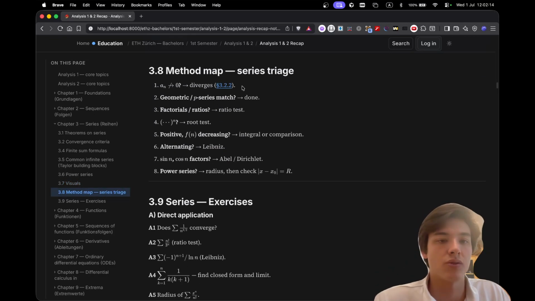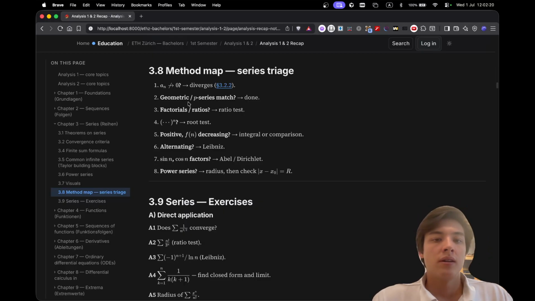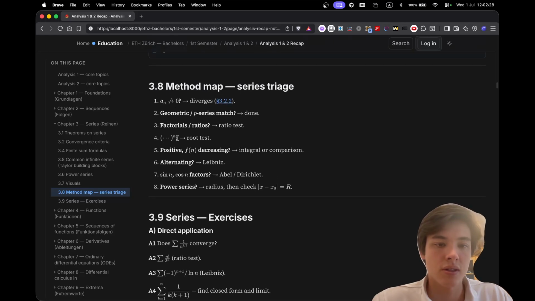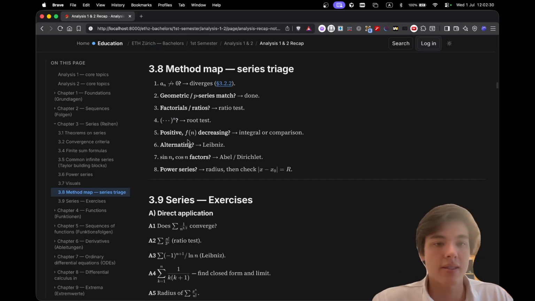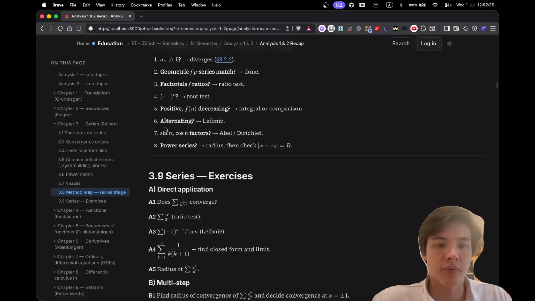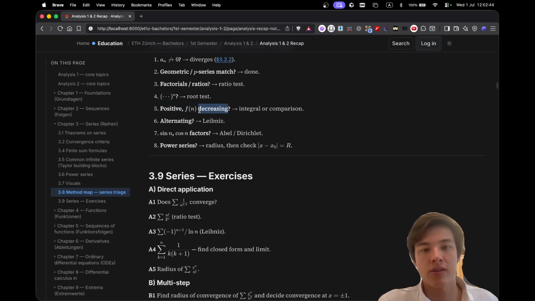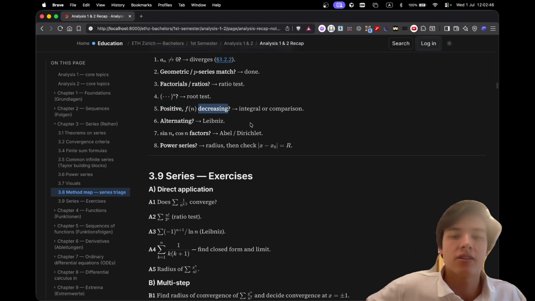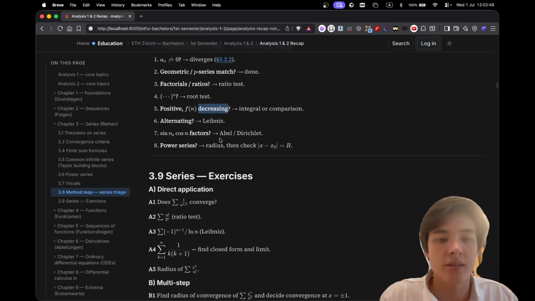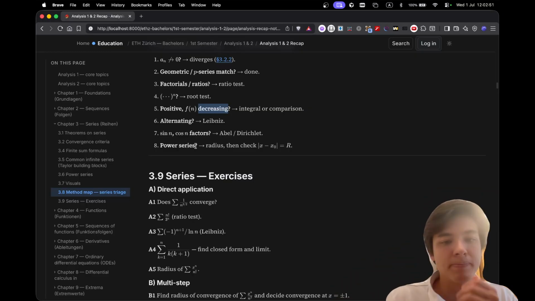Method maps, what do we do? If an doesn't go to 0, it diverges. If it's geometric, we do a p-series match. Factorials, we check the ratios. The power of n, we do the root test. If the series is alternating, we can use the Leibniz rule. If it's positive and an is decreasing, we can either try the integral test or compare with a different series.